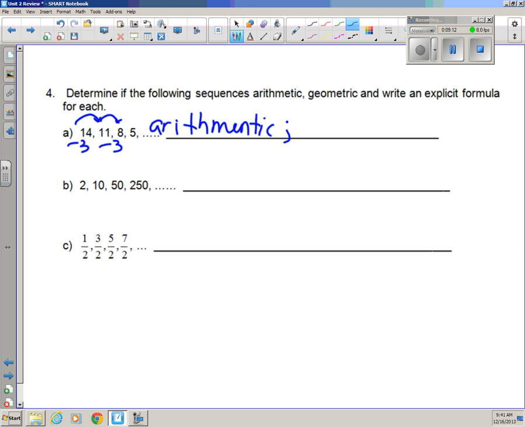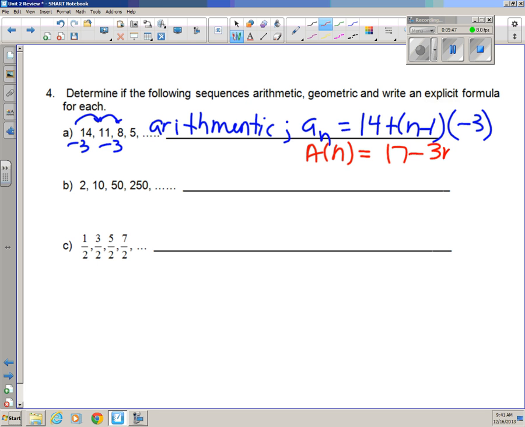If you use the formula that is given to you from the front of the sheet, you're going to say for any number a sub n, I start out with 14, and I need one less of the common differences, which happens to be negative 3. Make sure you put this in parentheses. If you're choosing to make it y equals mx plus b, and you're distributing your negative 3, you're going to get a of n equals 14 minus 3n plus 3, which ends up being 17 minus 3n. Either one of those is fine.